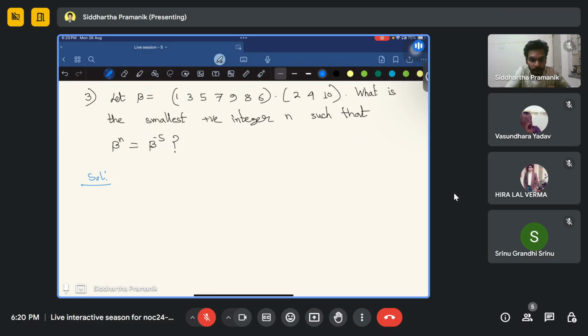So can you try it on your own by using the previous method in the previous problem?